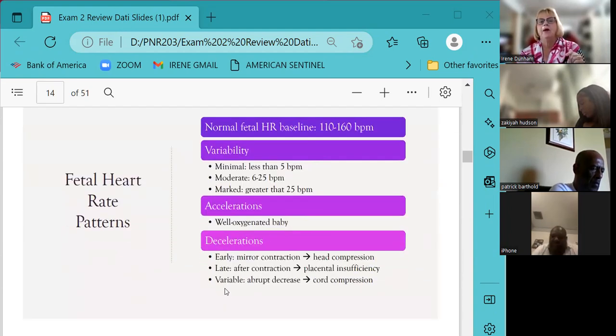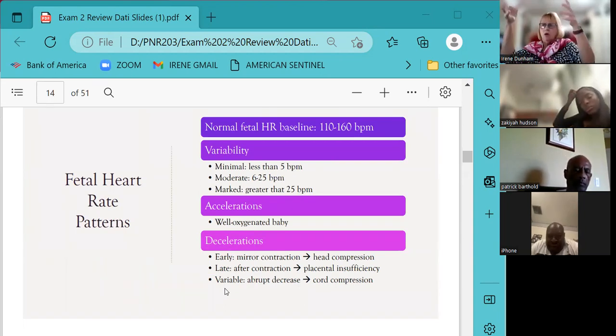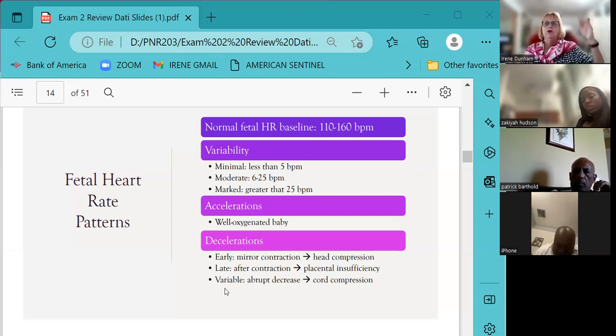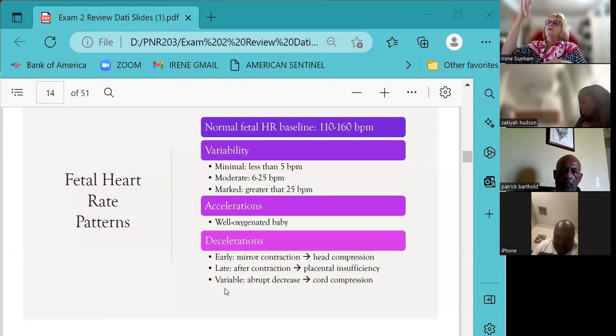Okay. And then I have variables. That's another decel, and we know variables are caused by cord compression. Like, you know, they're in there playing around and they can grab onto their cord, and all of a sudden you see this variable. It's the shape of a V. And they're variable because they change. They don't occur at any certain time. They can occur before a contraction, after a contraction, they just occur. And they're in the shape of a V, a W, or a U. How you remember it is a sudden drop and a sudden recovery.